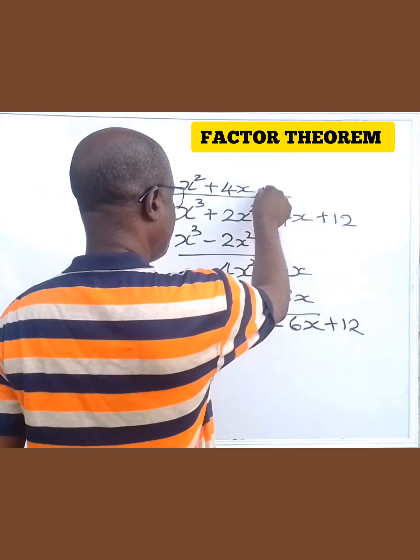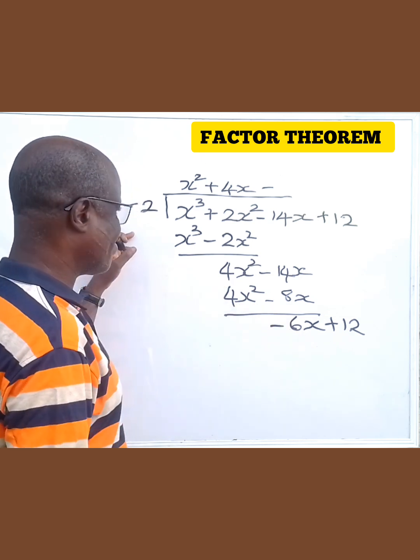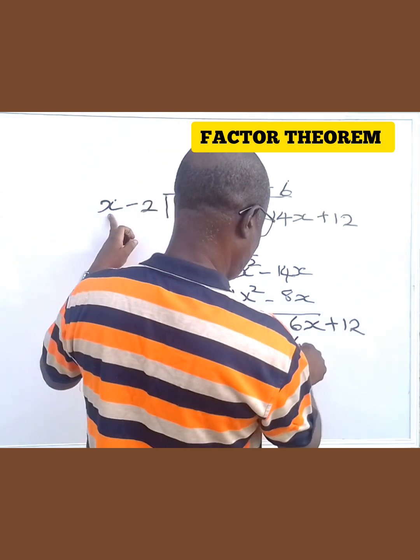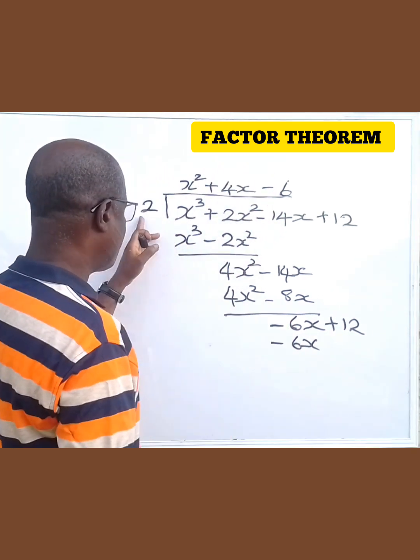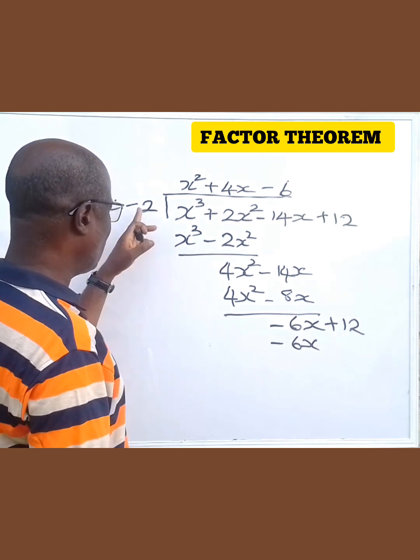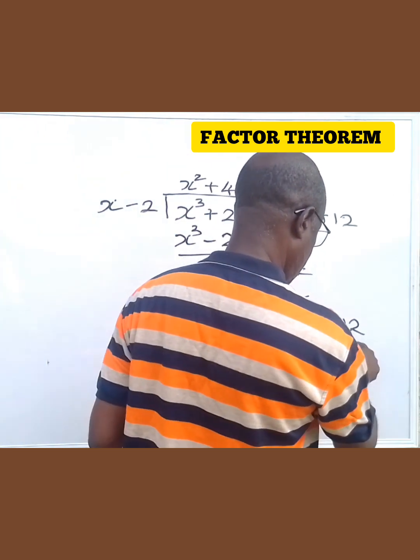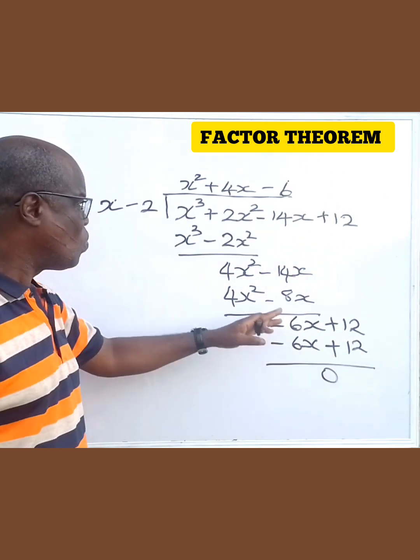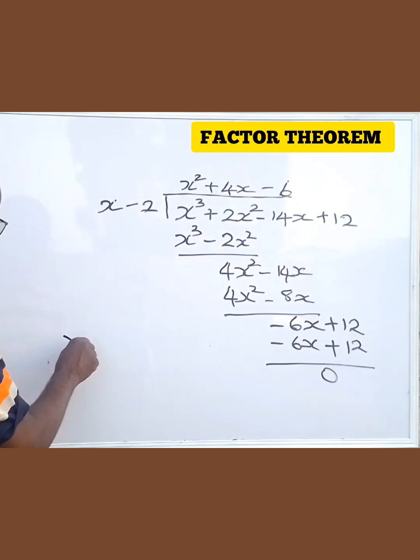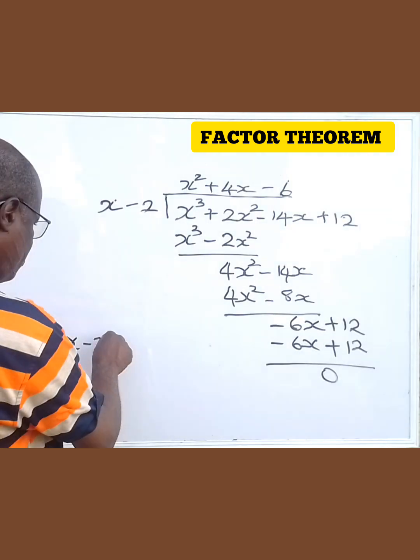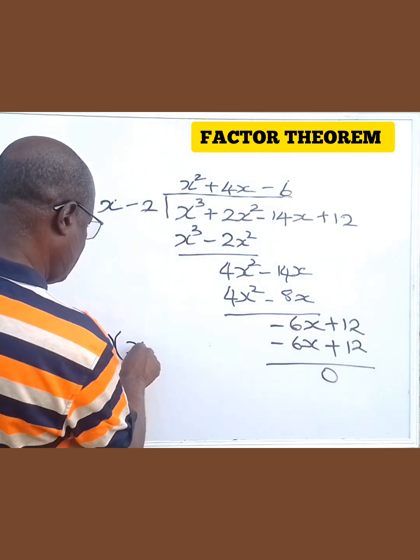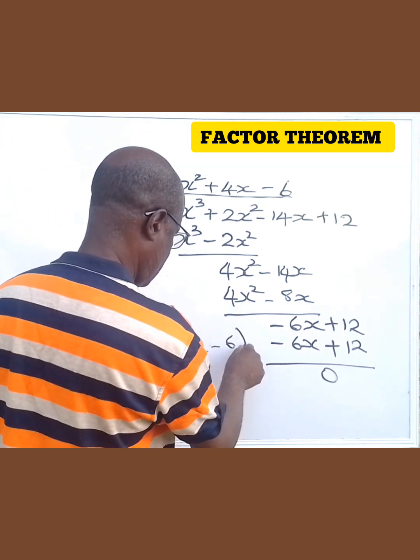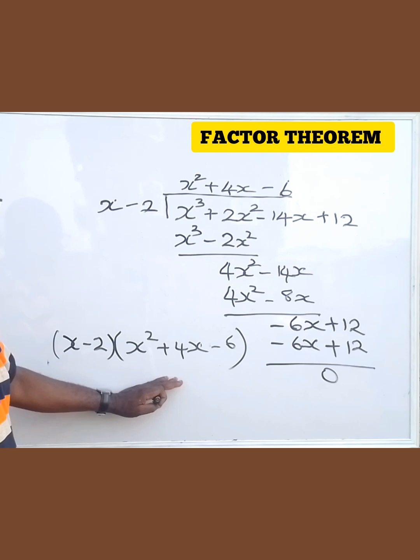So here we have minus. So if you divide 6x minus x, that is 6. 6 times x, that's minus 6x. Don't forget this is minus. 6 times 2, that is 12. Minus times minus plus. So already we know that the remainder will be 0. So which means that this one, x minus 2, is a factor. So you have this. So this is what we have.